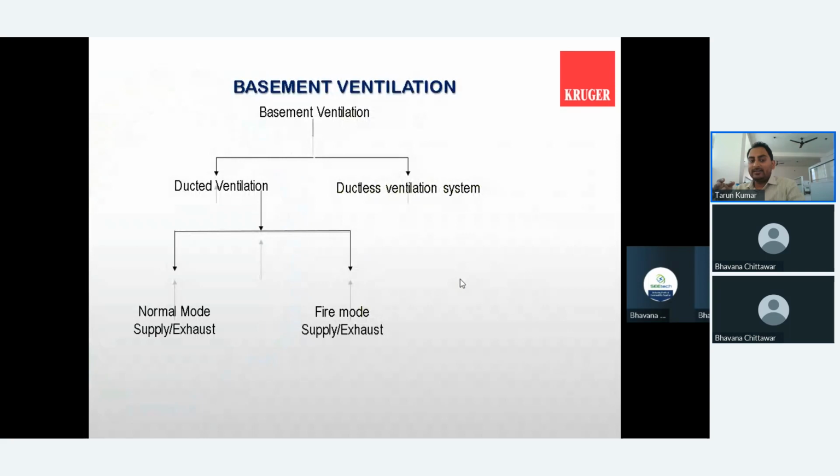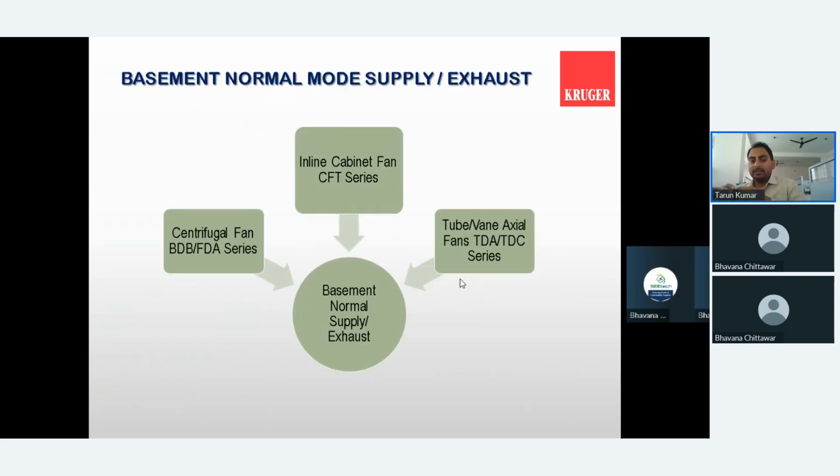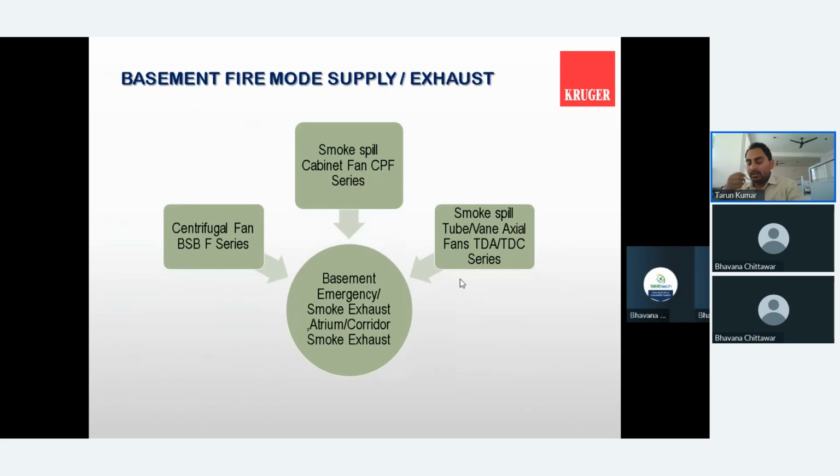So in emergency mode, all the fans, the axial fans as well as the jet fans, will start at high RPM, high speed, and will try to evacuate whatever smoke or fumes are there in the basement. There we can also use the cabinet fan as well as the axial fan, and mainly the jet fan, in both the fire mode as well as the smoke condition.